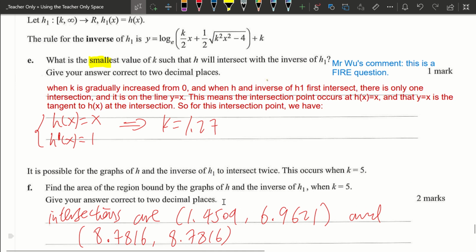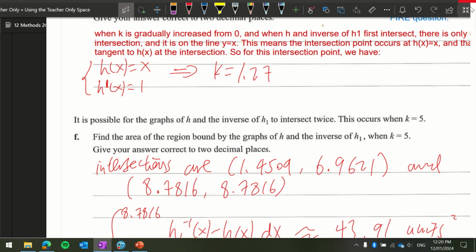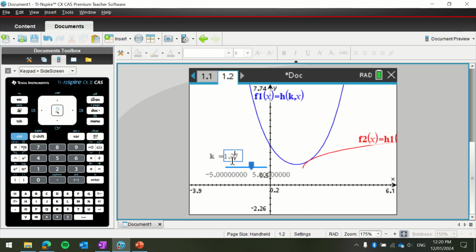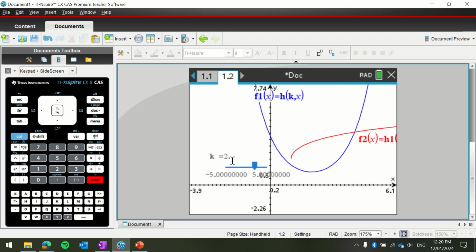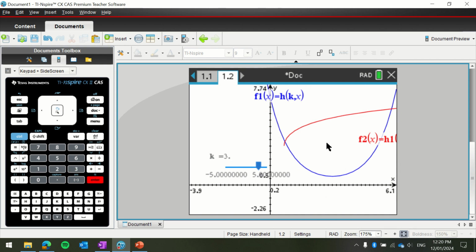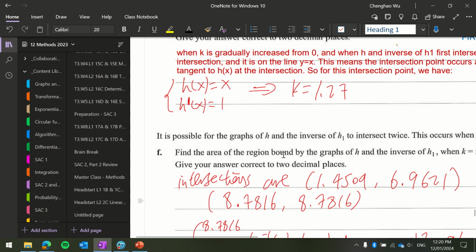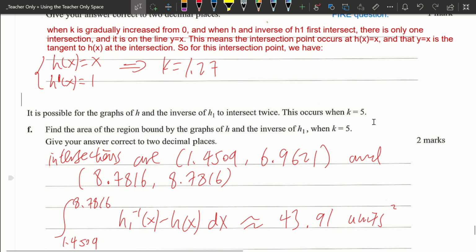The question says it's possible for the graph of h and the inverse of h to intersect twice. Of course, we just saw that with the slider. All right, now here they intersect more than once, twice. For example, this occurs when k equals 5. And find the area of the region bound by the graph when k is 5.